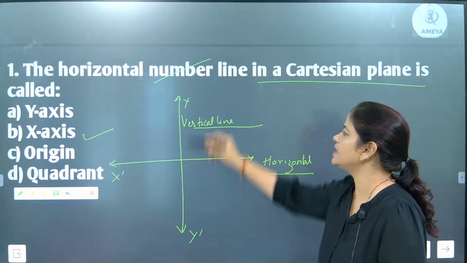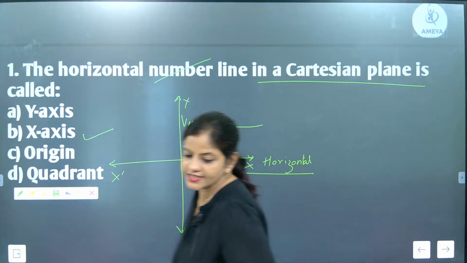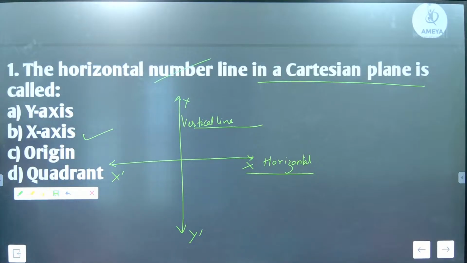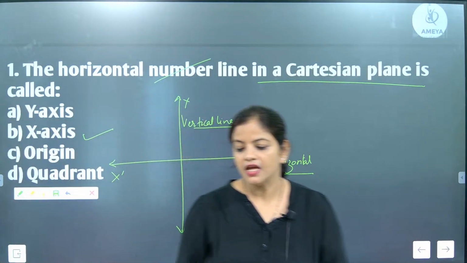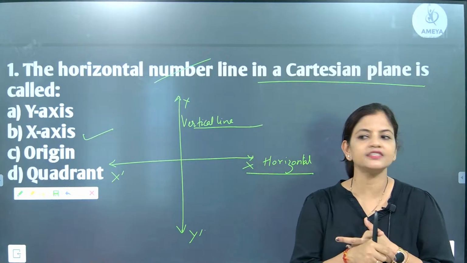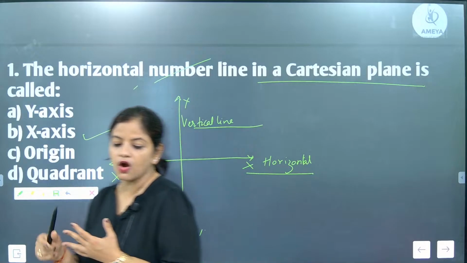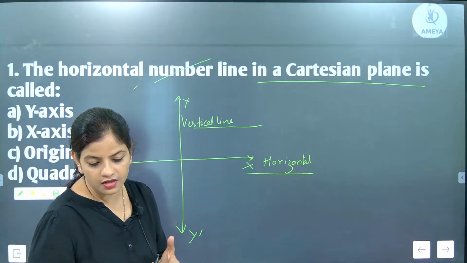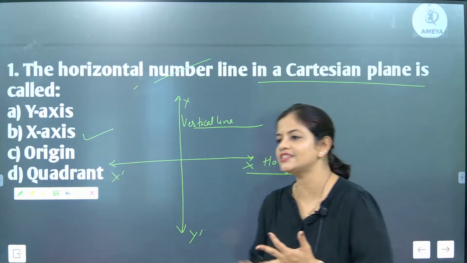This is the vertical line, so this vertical line is the y-axis. The horizontal line is considered the x-axis. That's the difference. So exactly we are starting coordinate geometry. In coordinate geometry, the x-axis is called the abscissa, and the y-axis is called the ordinate.